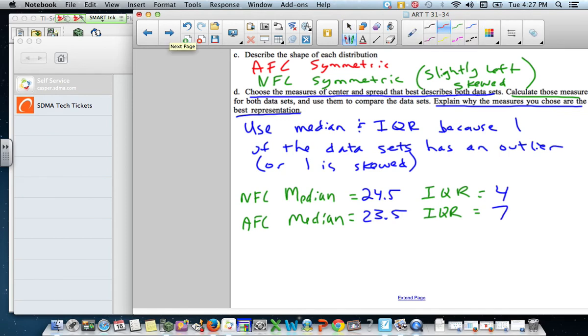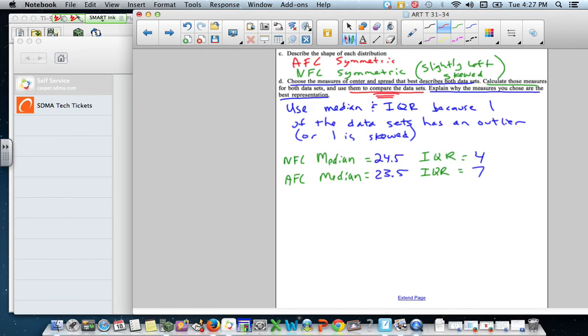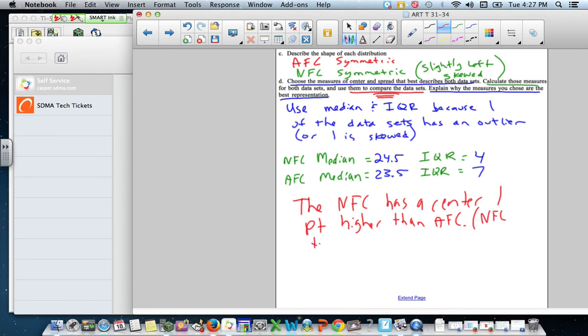The final part of this problem is use those to compare. Keyword compare. So how are they alike? How are they different? So what I would say then is that the NFC has a center 1 point higher than the AFC. So you could say they're pretty similar, but what that means is the NFC typically scores more points. Not very much, just 1. We're using the center to describe the typical behavior.